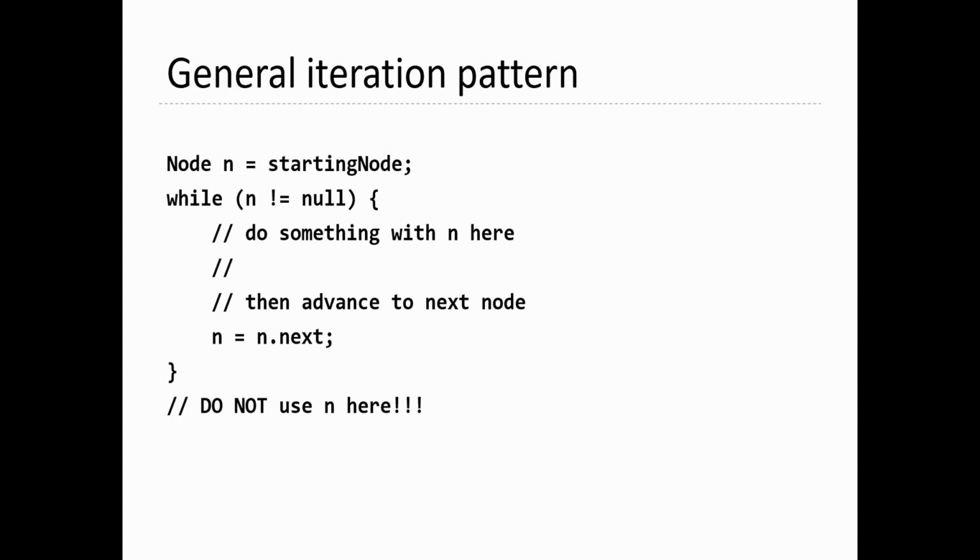Now, whatever you do, once you hit this line here, n is going to be null on that line right there, because this loop runs as long as n is not null. So on that line there, n will be null, and you can't use a null reference for anything. So whatever you do, don't try to write n.elem or n.next here. You're going to get a null pointer exception, because remember, null means no object. So you can't get the element from no object. You can't get the next node from no object. So don't use n there.